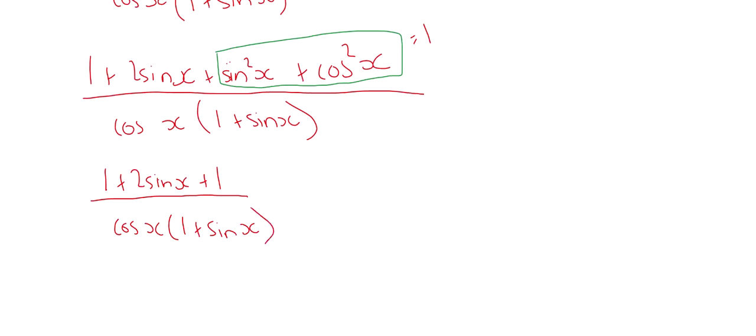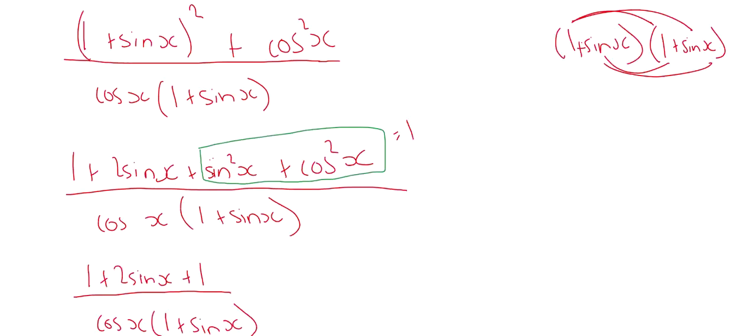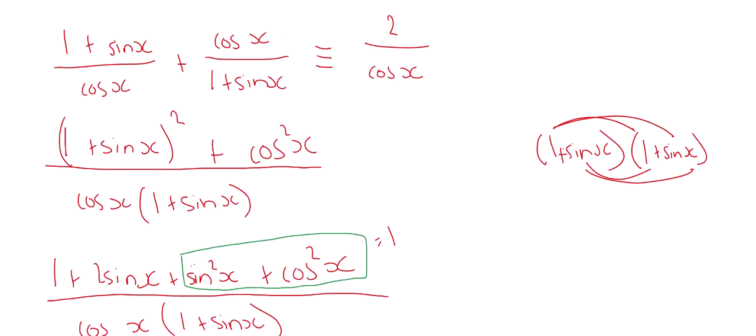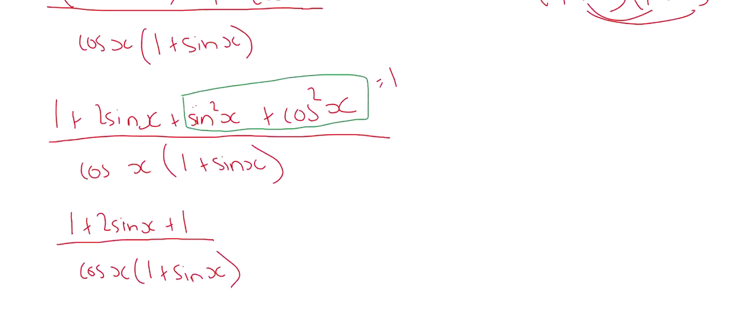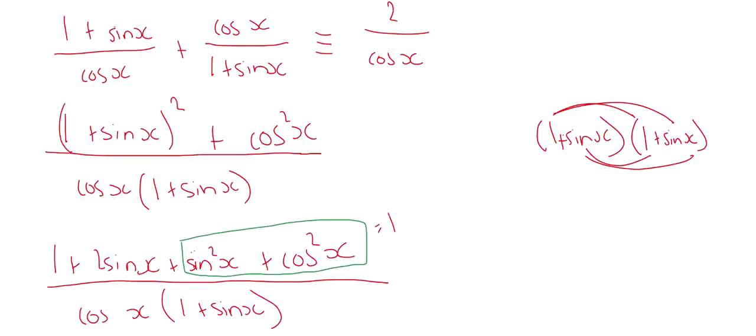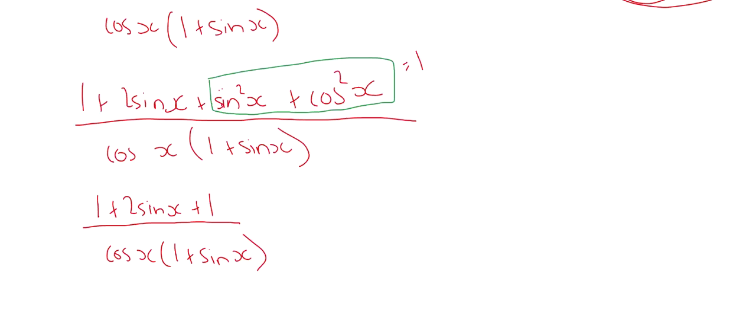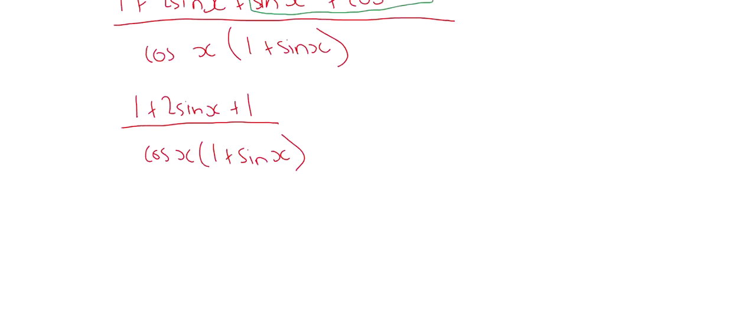The great thing about these questions is you know what the answer is. So I've got to somehow make it look like this. The top needs to become a 2, so I need to do something here, and the bottom needs to become a cosine x. I only need this, so I have to get rid of this somehow. So I'm going to think about how I rearrange this. First of all, let's put our ones together.